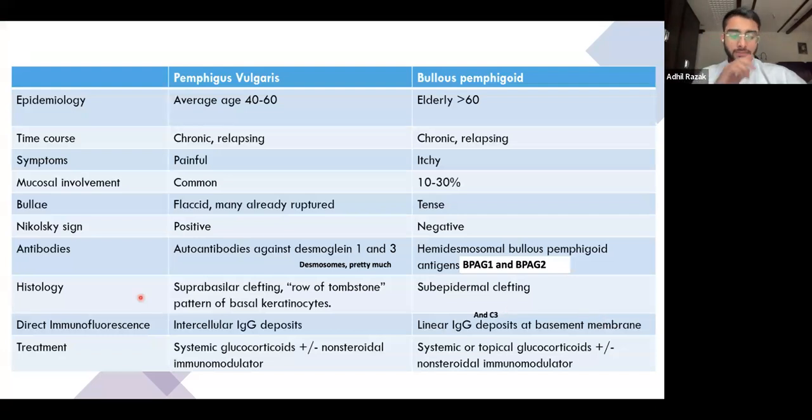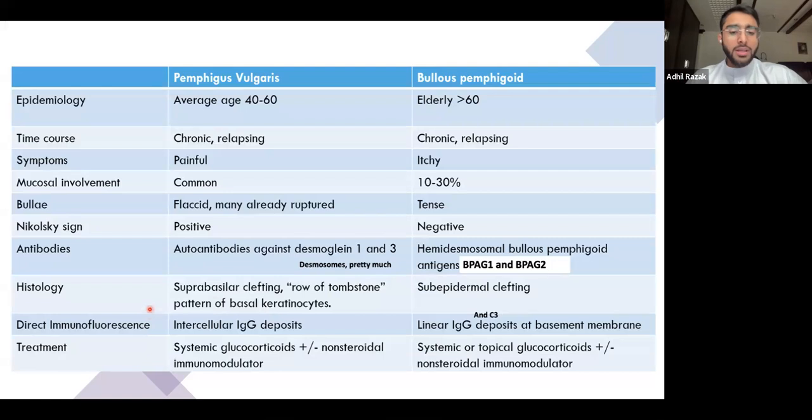Autoantibodies. This can also be confusing. The autoantibodies for pemphigus vulgaris are desmoglein 1 and 3, so the antibodies act directly against the desmosomes themselves. But in bullous pemphigoid, the antibodies are against hemidesmosomes. Bullous pemphigoid antigen BPAG1 and BPAG2. These are from your lecture. It's easy to remember: BP, bullous pemphigoid, antigen 1, bullous pemphigoid, antigen 2.